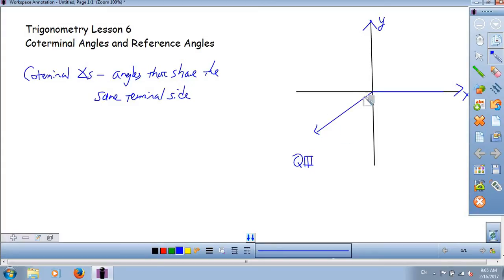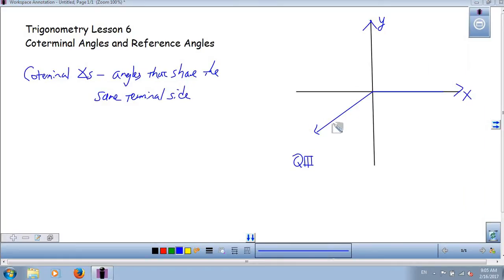The terminal side of the angle lies in quadrant 3. This will determine the property of the angles. So it's very important for us to understand which quadrant the terminal side is in. So let's go ahead and write this as the initial side, and this as the terminal side.